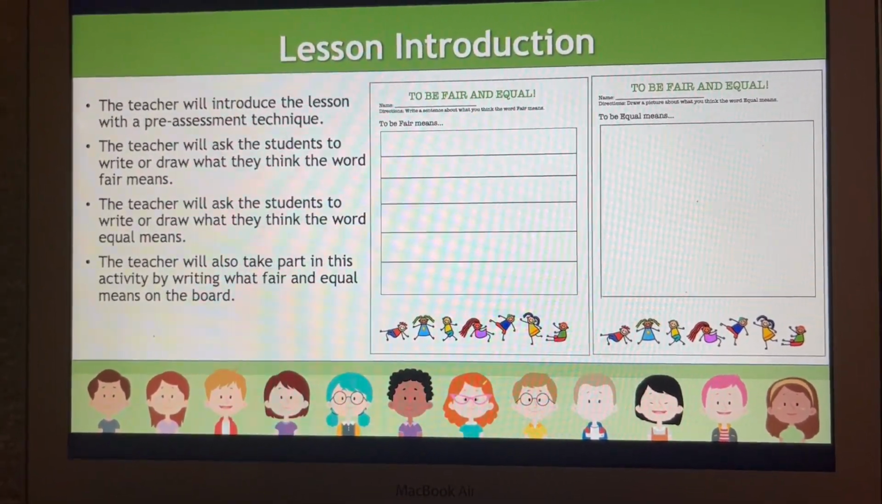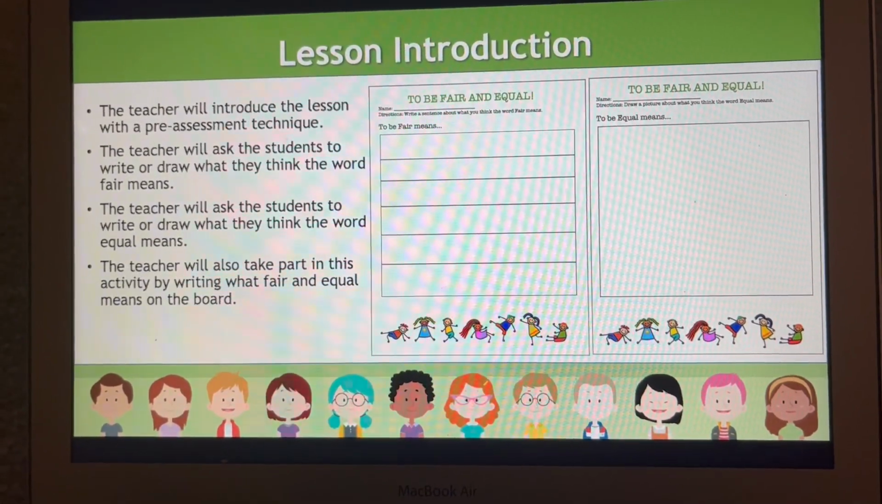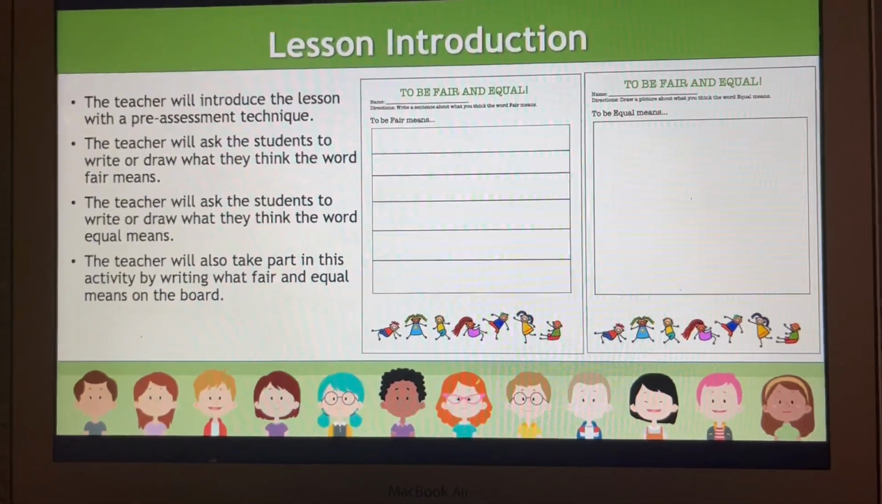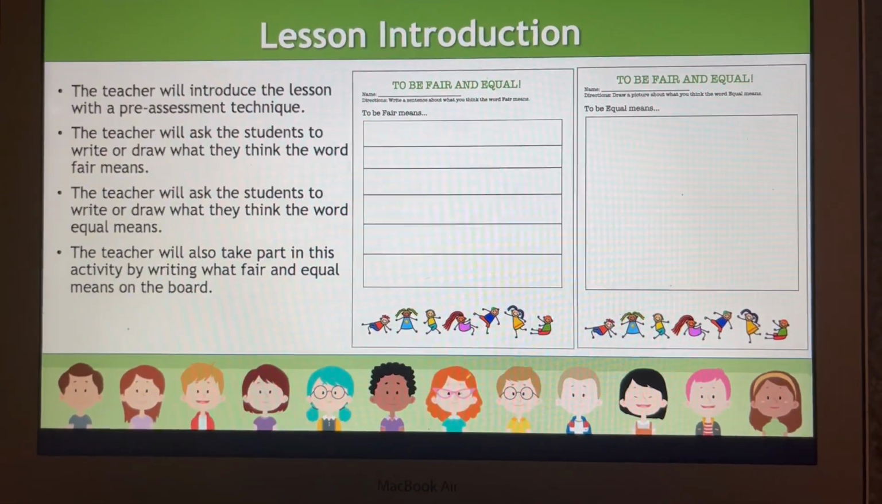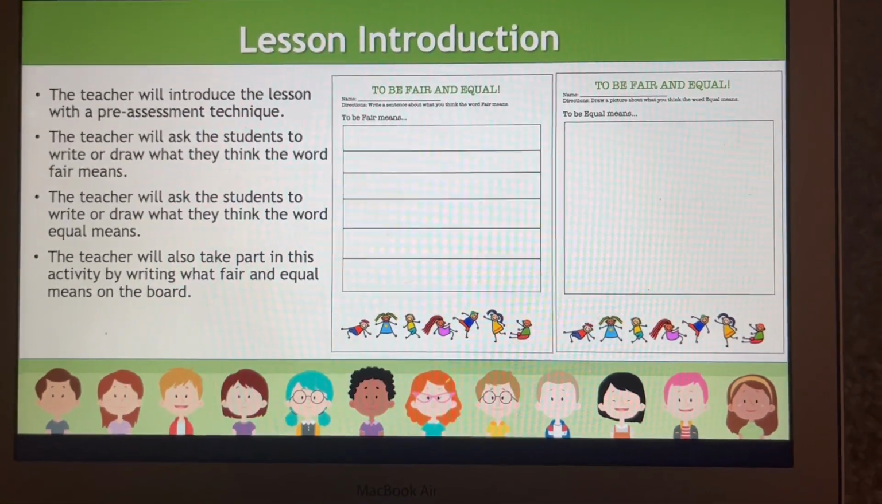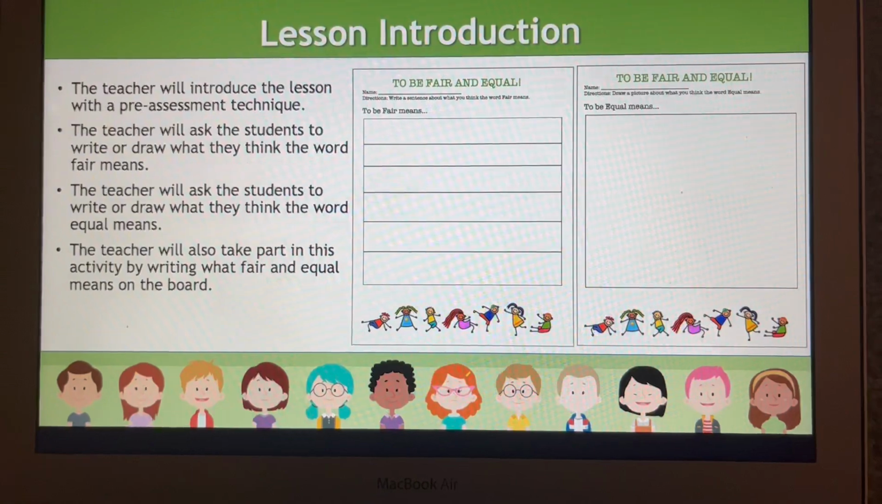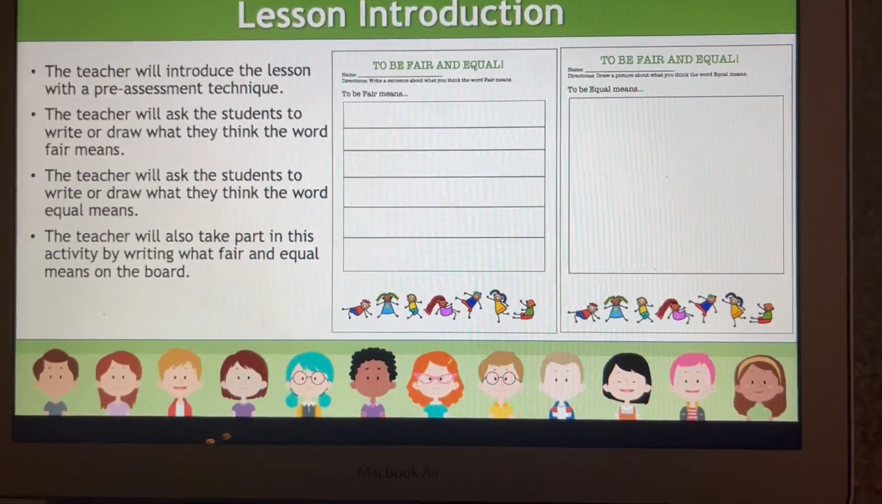I would begin by introducing the lesson with a pre-assessment technique. I would ask the students to write a sentence or maybe a word that they think the word fair means, and also the word equal. I also give students the opportunity to draw. This is more for ELL students or students that need a little bit more assistance, so it gives them the chance to draw out what they think the word means.